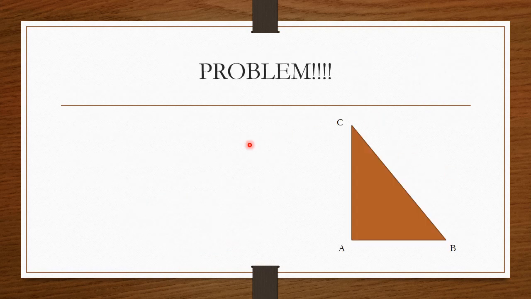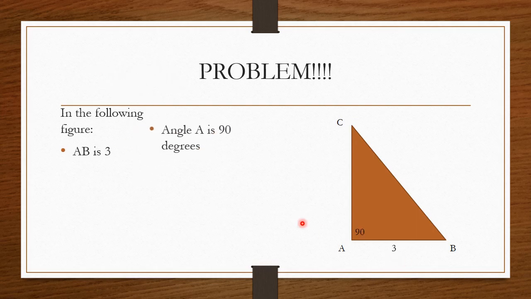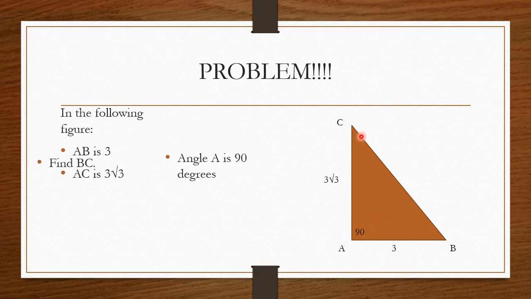So here's a problem. In the following, this is 3 root 3, and this is 90 degrees. Find BC. The trick to this problem is recognizing that this makes the ratio of a 30, 60, 90 degree triangle. So this angle will be 30, and this angle will be 60. The ratio of this side to this side is 2 to 1, so this side must be 6.